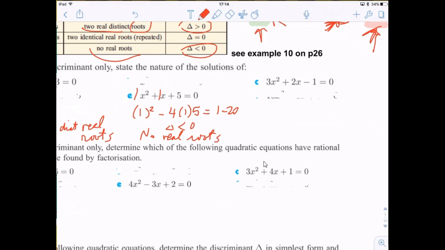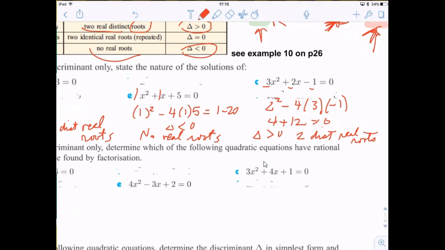Okay. Then c. Now we have a is 3, b is 2, c is negative 1. So b squared minus 4ac is going to be 2 squared minus 4 times a times negative 1, which is c. And this looks like it's going to be a positive number, right? So delta is greater than 0, which means that there are two distinct real roots. Okay?